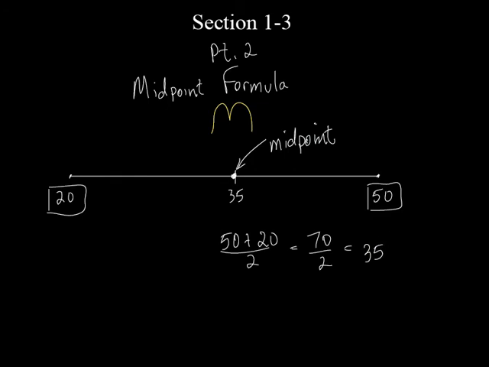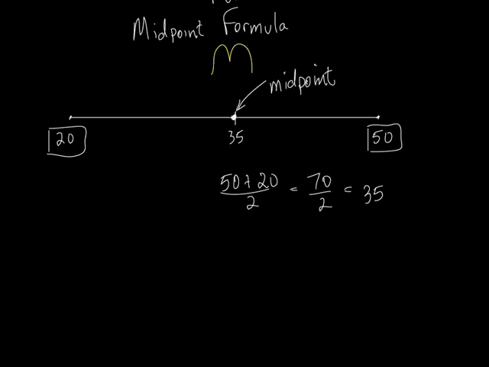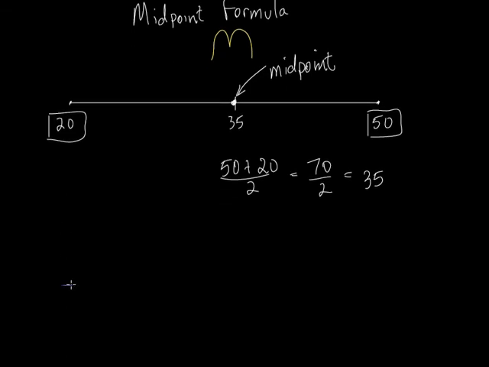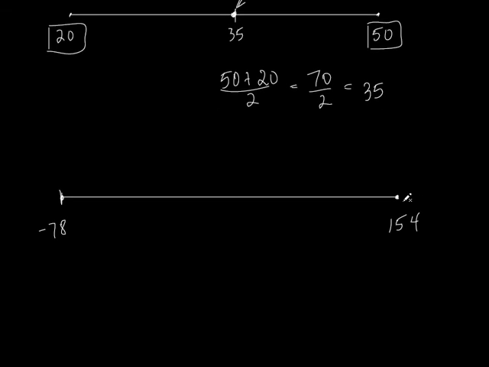Because watch, I mentioned this a little bit yesterday. Those were kind of easy numbers. But what if you had some real crazy numbers? What if you had an endpoint here and an endpoint here? And let's say at this point right here was, I'm just making these numbers up, negative 78, okay, and this point over here was 154, let's say that. Now that's not near as easy, is it?